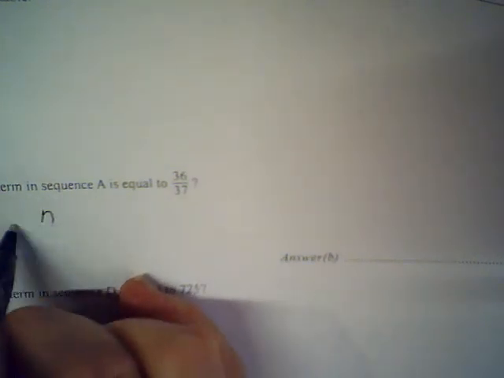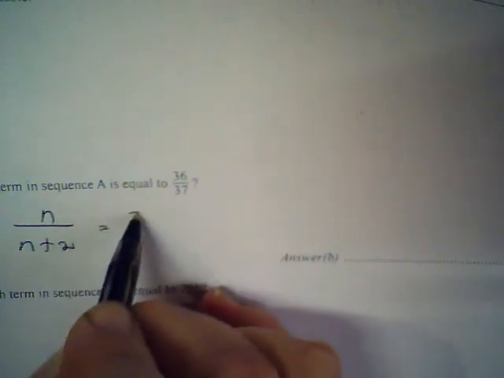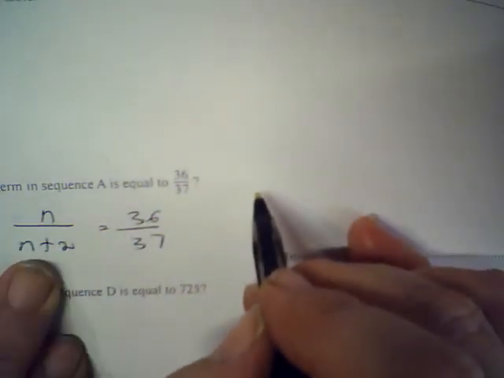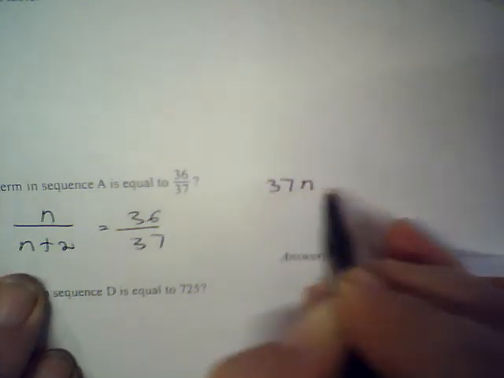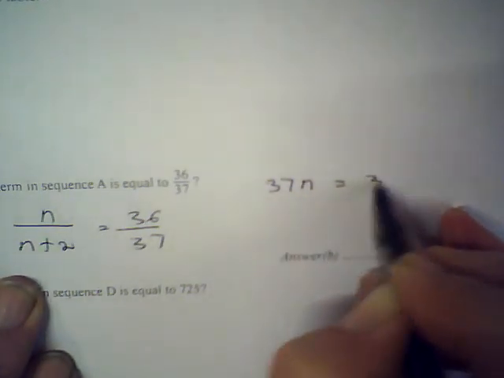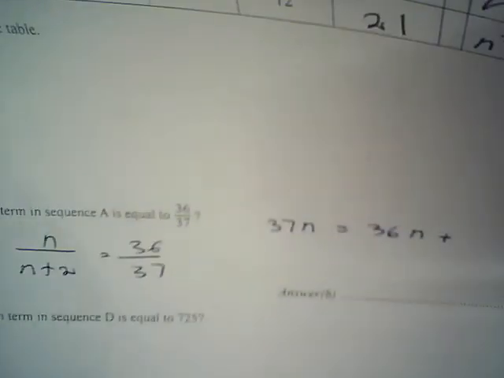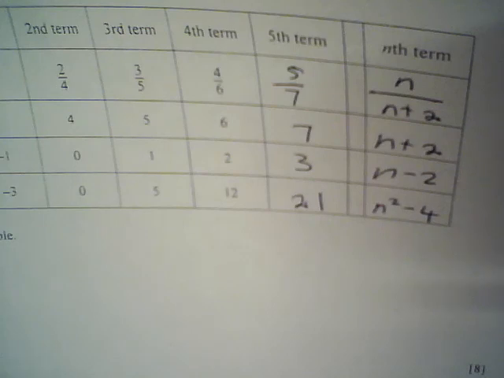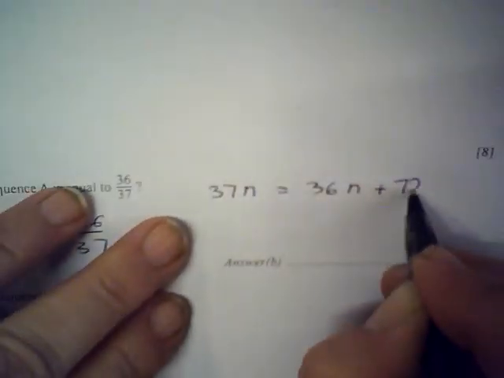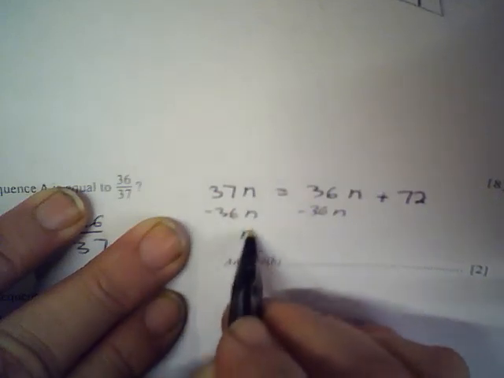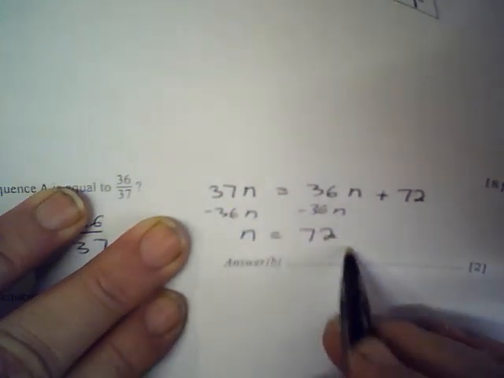Okay, n over n plus 2 equals 36 over 37. Now we need to cross multiply, so 37n equals 36n plus 2 times 36. 2 times 36 is 72. Okay, I subtract 36n, n would be equal to 72.